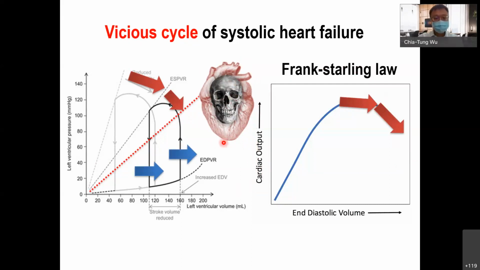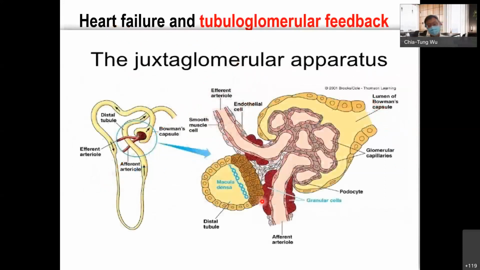Your heart dilates and dilates, but the space in your chest is fixed. The heart cannot dilate unlimited. So people will die of low cardiac output. So this is the first vicious cycle. And I will show you another vicious cycle of heart failure. It's more difficult to understand. Don't worry, take it easy.